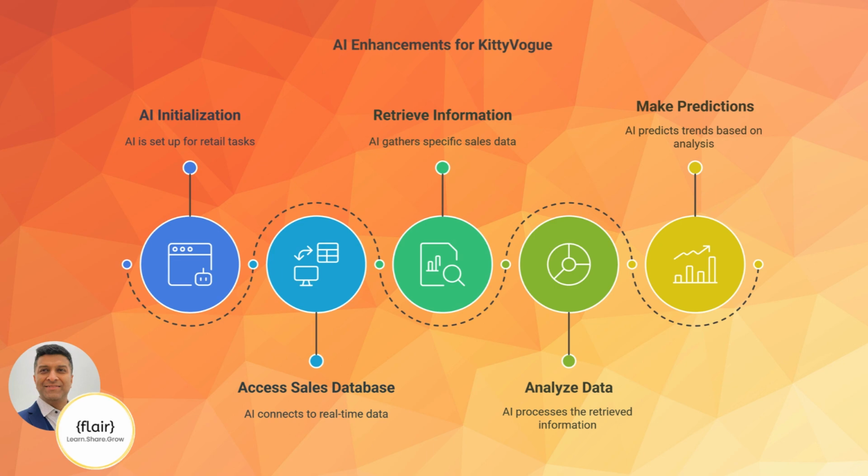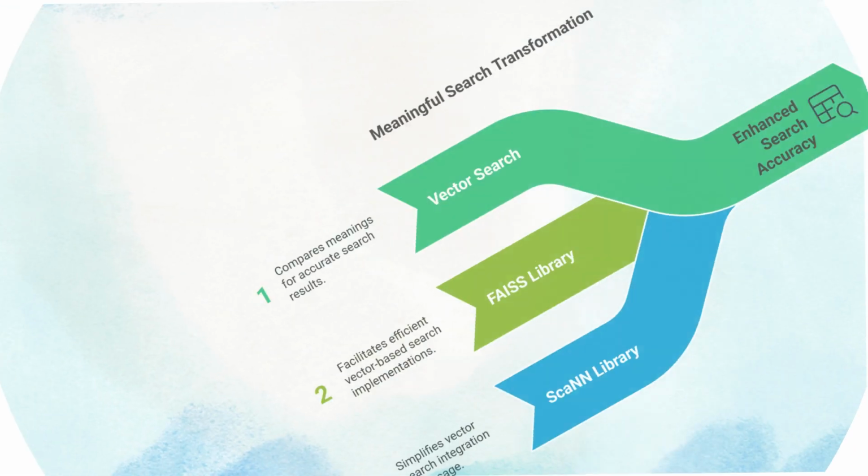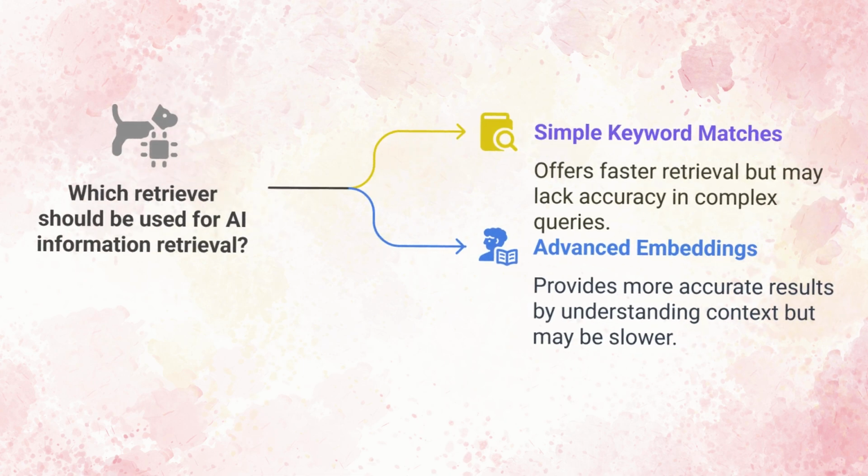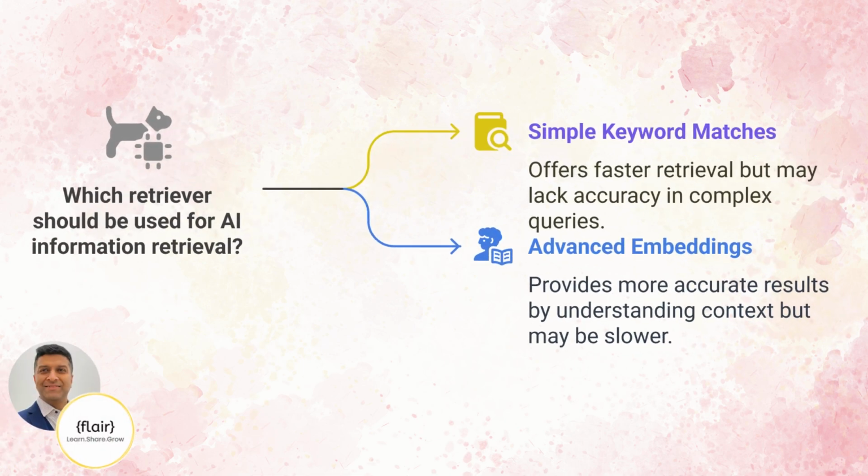So it's like giving the AI access to Google, but specifically for the task at hand. And it goes beyond just keyword matching. A core component of RAG is vector search, which compares the meaning of the query to the meaning of the data. Think about searching for stylish hats. A simple keyword search might miss entries that say fashionable headwear, but vector search understands they're conceptually similar. Libraries like FAISS make this kind of search easier to implement, so you don't have to build it from scratch.